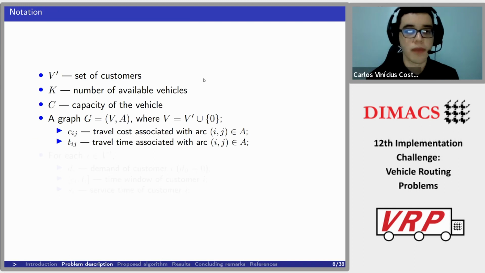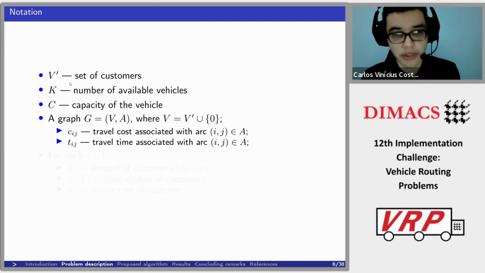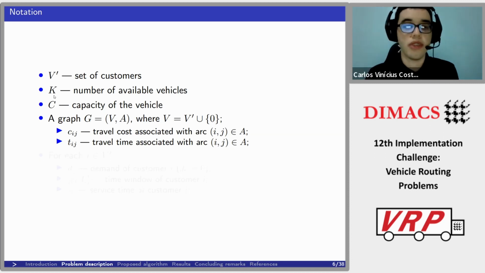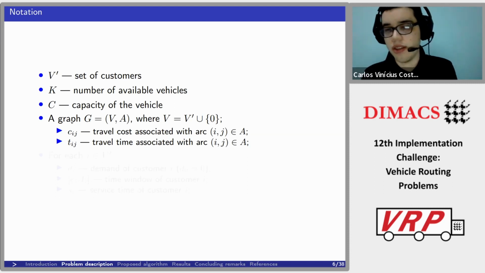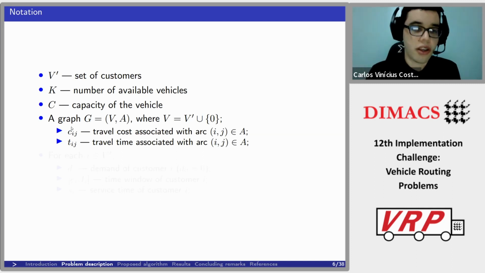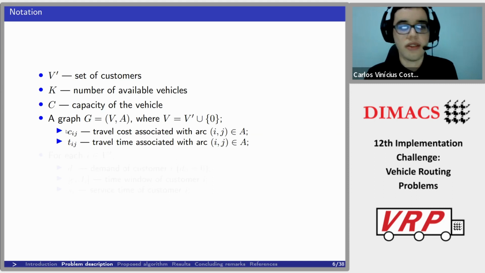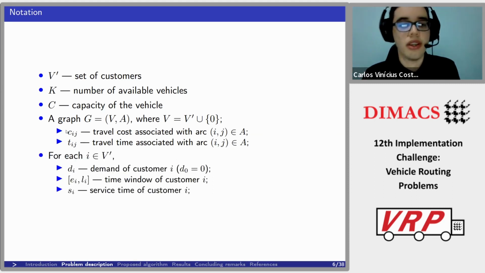V prime is the set of customers, K is the number of available vehicles, C is the capacity of the vehicle, and of course we have a graph G whose set of vertices is the set of customers plus the depot, and each arc on the graph has an associated travel cost and travel time. Each customer has a demand d_i, a time window, and a service time s_i.